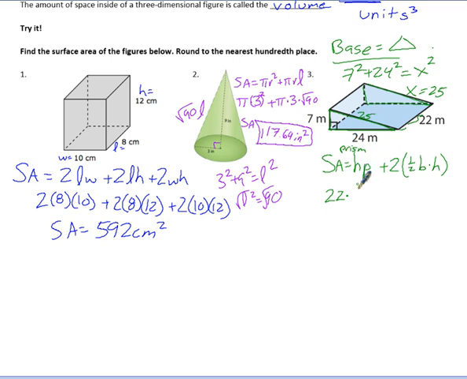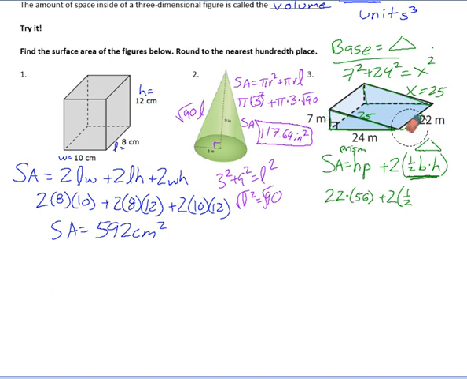So now perimeter of the base is basically just saying 7 plus 24 plus 25, which is going to equal 56. So plus 2 times 1/2. So now this is referring to just the triangle. We're done talking about the prism. We're now just talking about this two-dimensional triangle base.